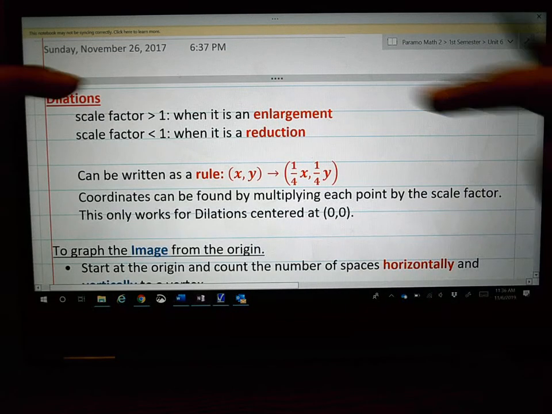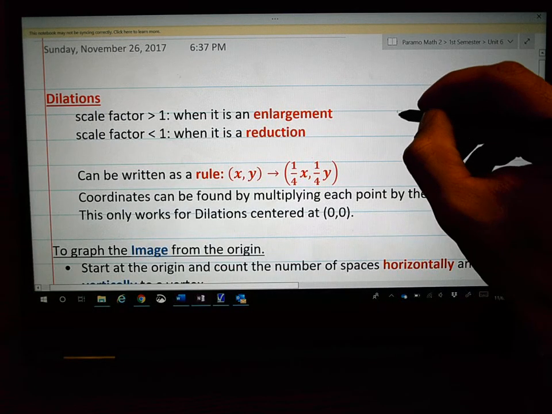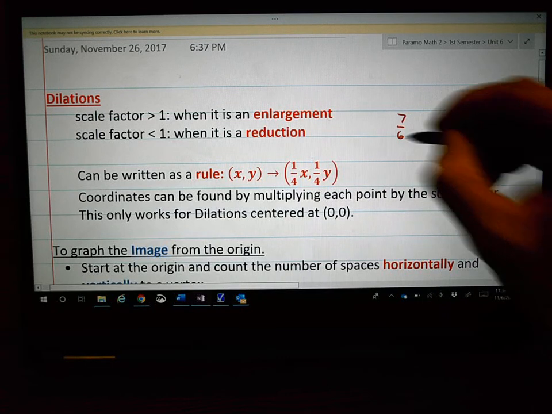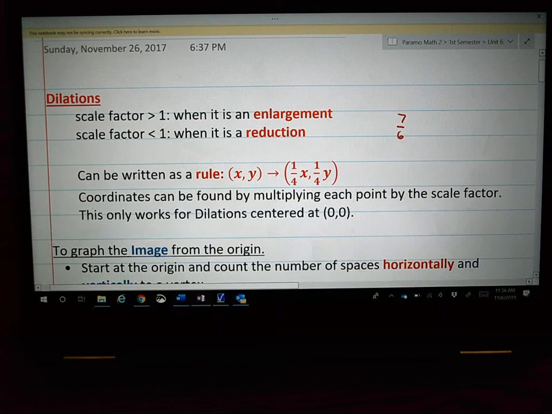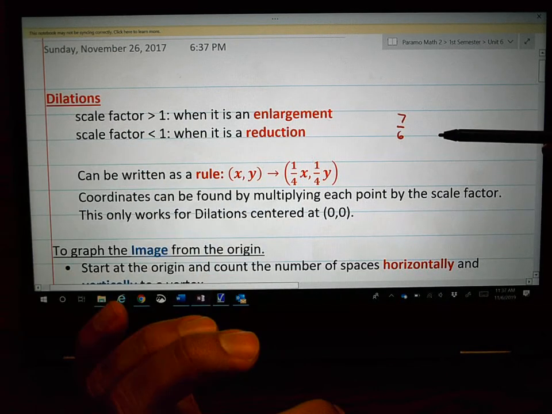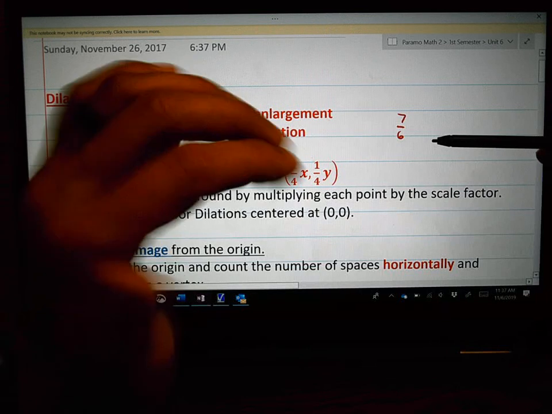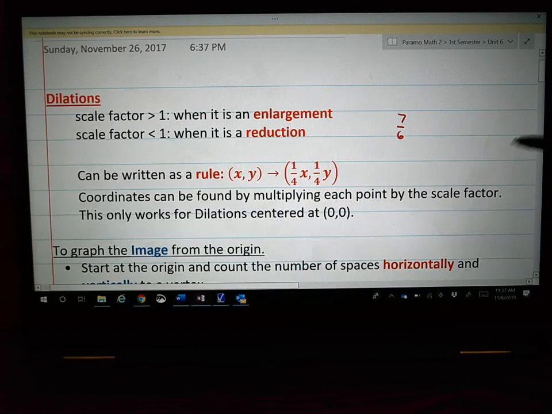They're also going to ask you if it's an enlargement or a reduction, and they're going to give you fractions to see if you get confused easily. For example, if 7/6 is the scale factor, my biggest hint to you is look and see what's bigger. If the top is bigger, it's going to be greater than 1. It's going to be an enlargement. If the bottom is bigger, it's going to be less than 1. It's a reduction. That might help you when you get there.